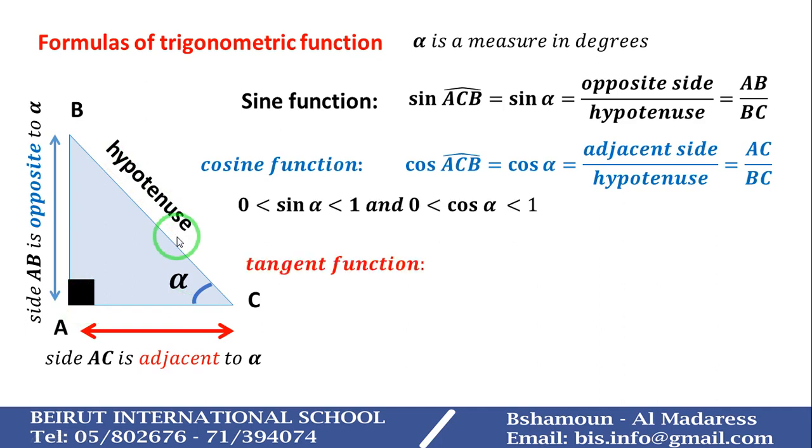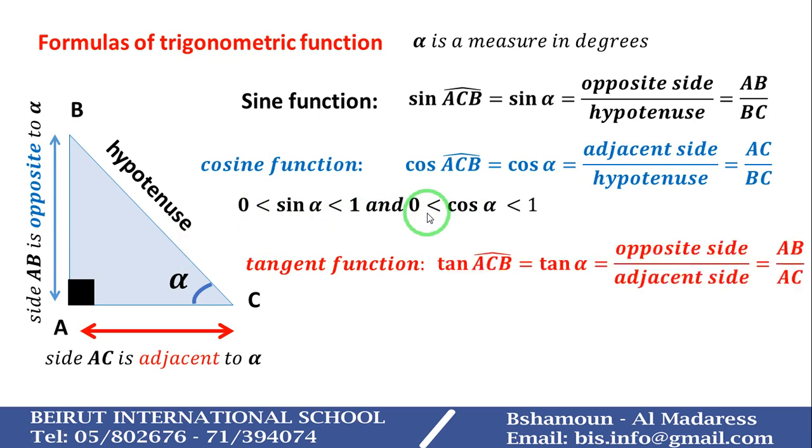But for any acute angle alpha, we have to know that sine alpha is between 0 and 1, and also cosine alpha is between 0 and 1. The third important function is the tangent function. It's written as TAN. Tan alpha is equal to the ratio of the length of the opposite side to alpha over the length of the side adjacent to alpha. It's the length of the opposite side AB over the length of the adjacent side AC.